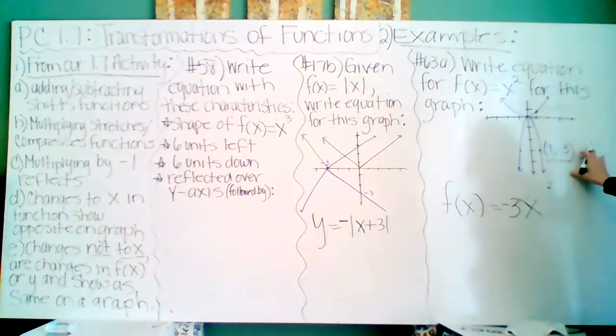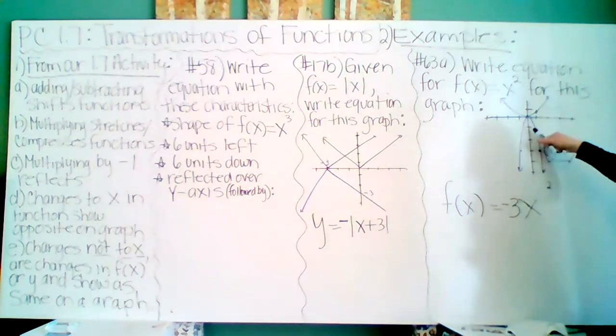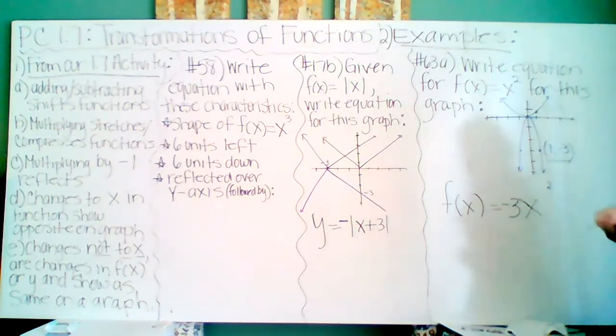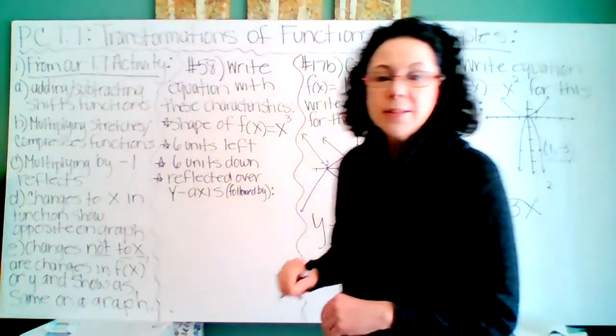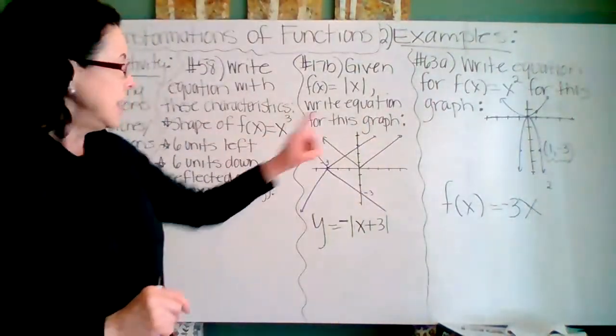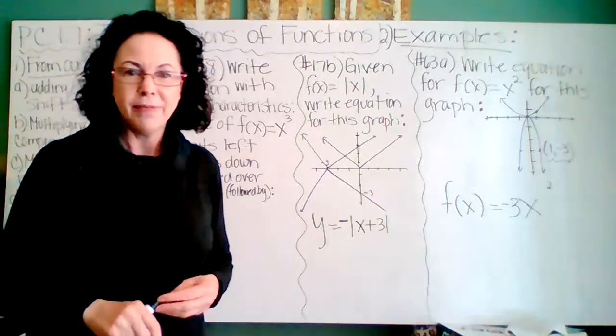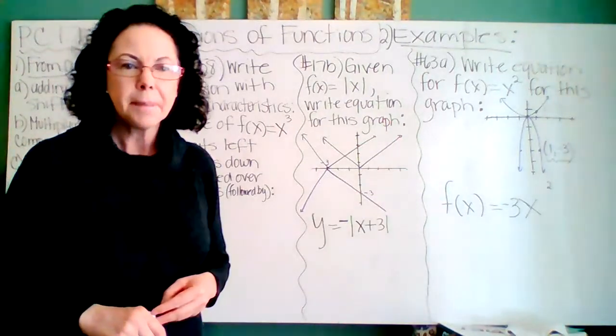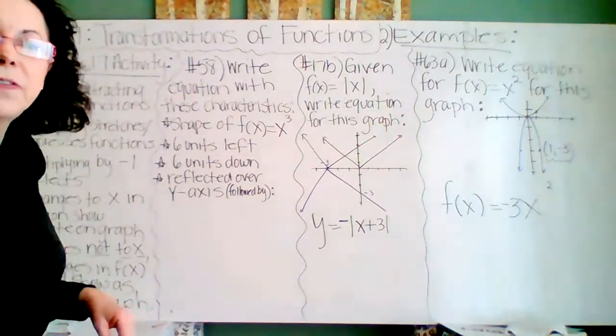Yes, this solution point does make my equation true. Again, no additions or subtractions because it didn't move left or right or up or down. My negative is the reflection, and multiplying by 3 shows my slope change so that it matches the point that they gave me. Okay, let's take a look at number 58.